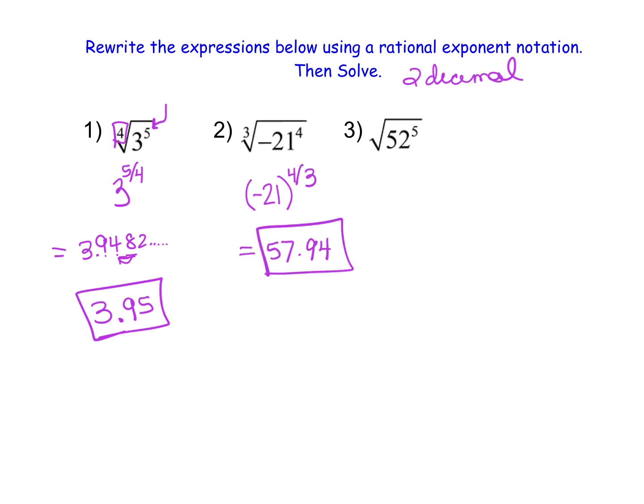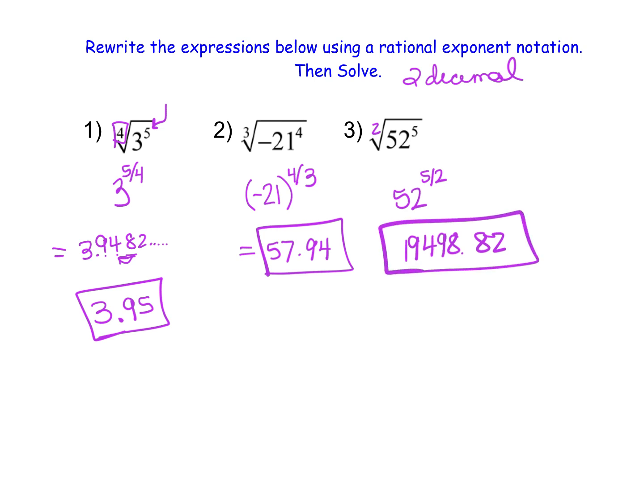And then finally, this last one here, remember there's an implied 2 in a root without a number, so this is 52 to the power of 5 over 2. And if we plug that into our device, we find that our answer is 19,498.82. The number after the 2 is a 1. It doesn't round it up. So that would be our answer. So you can plug these into your calculator directly. You can also keep in mind that you could break these up and do the root part first and then apply the exponent. It's really flexible and up to you.